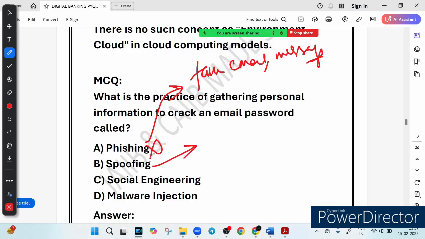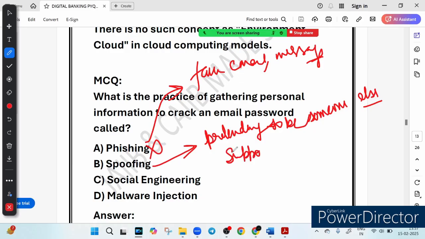Then we have spoofing. Spoofing means pretending to be someone else, to gain trust and mislead the victim. It is commonly used in fake emails, phone calls, and website addresses. So a hacker sends an email from support@yourbank.in, but in reality it comes from a fake address like support@banksecure.com. The victim might think it is a real email and unknowingly share their login details. So spoofing is about faking identity, not gathering personal information to guess a password.